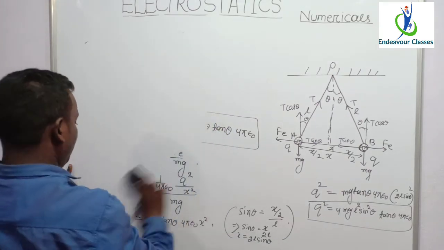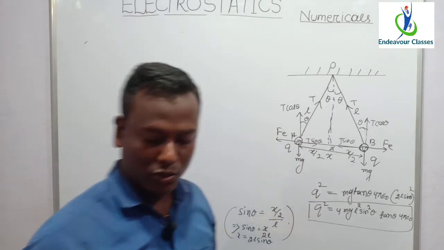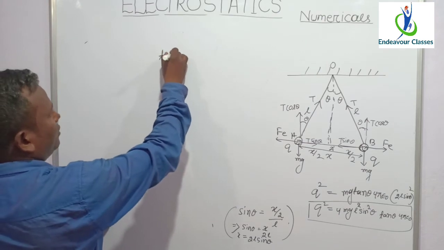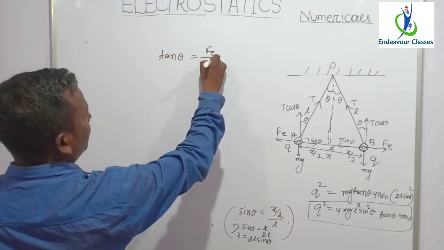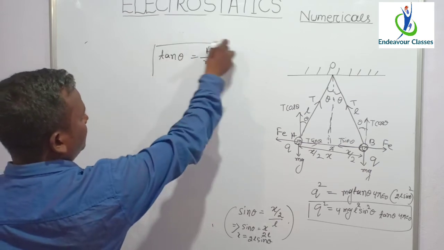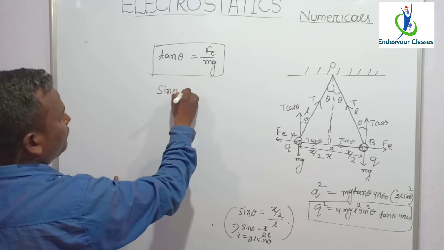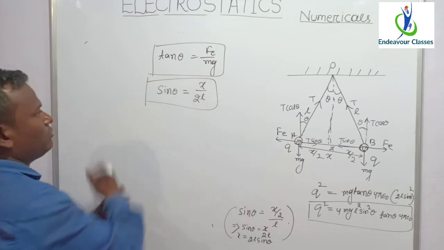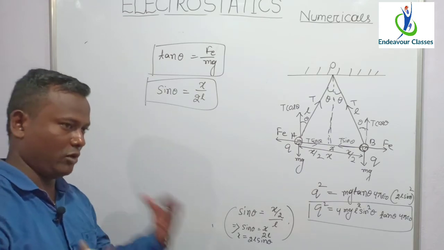Now in some problems the values of q will be given, so from these two formulas, tan theta is equal to Fe by mg, quite relevant one, you can directly remember this, and sin theta is equal to x by 2L. Now from these two formulas we can easily find out the unknown quantities.